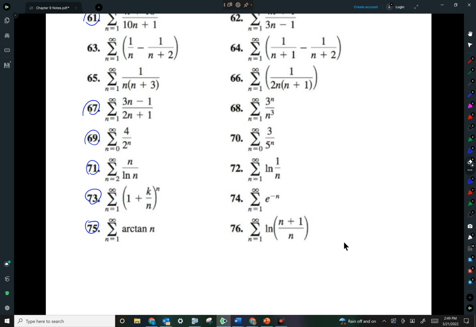75. Hey, is that geometric? No. Geometric doesn't have trig functions. So you must try the nth term test. So the first thing you do is substitute in infinity. What's the arctangent of infinity? Pi over 2, right? Because the tangent goes to infinity at pi over 2, which is not 0.